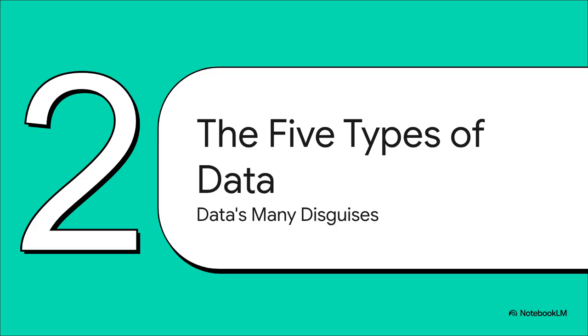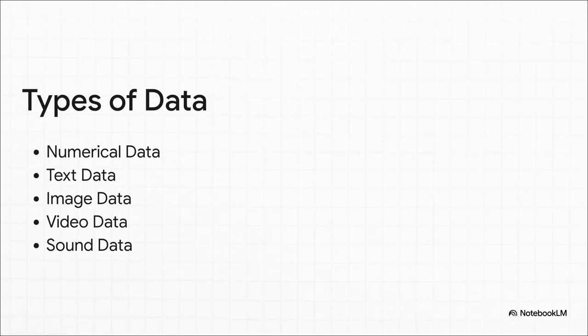Moving right along to section 2, the 5 types of data. Let's go ahead and unmask data's many disguises. So data can actually come in a bunch of different forms, and each form has its own special meaning and way of being used. The 5 primary types of data we bump into every day are numerical, text, image, video, and sound data. Let's quickly look at what each of these looks like visually.